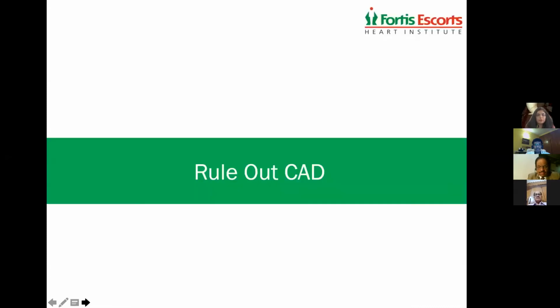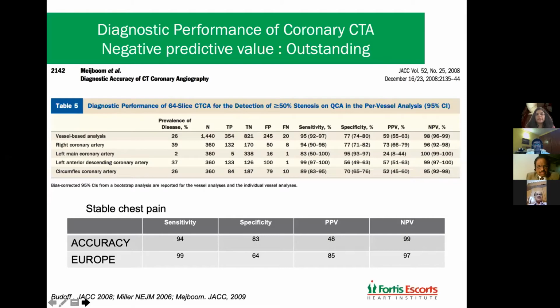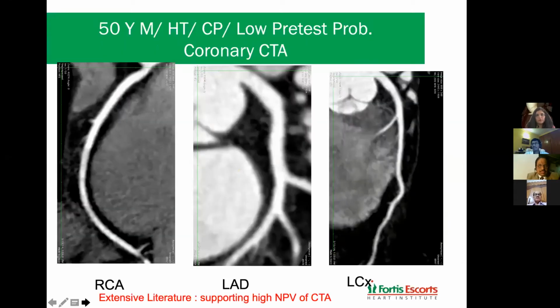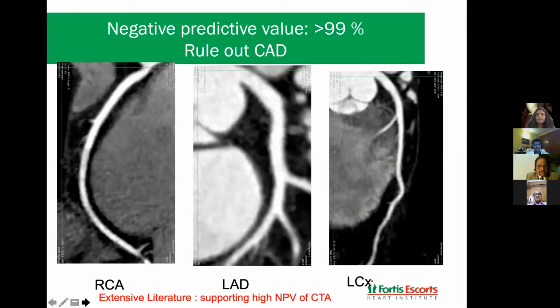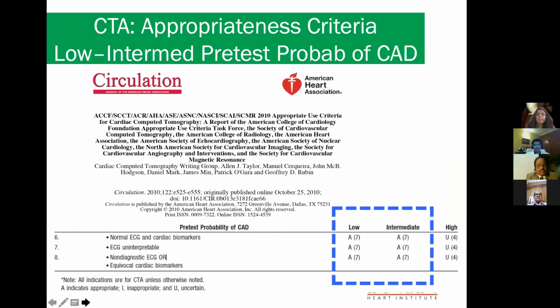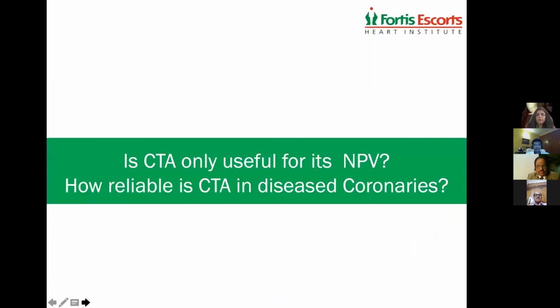So as far as ruling out coronary artery disease, the diagnostic performance of coronary CTA is outstanding with a very high negative predictive value and a sensitivity of over 94%. And if you have pristine coronaries like this, there's extensive literature to support that there is a very high negative predictive value of over 99% to rule out coronary artery disease, which is why the CTA has been in the appropriateness criteria for the low to intermediate pretest probability of coronary artery disease. But is CTA only useful for its negative predictive value? How reliable is it in the diseased coronaries?